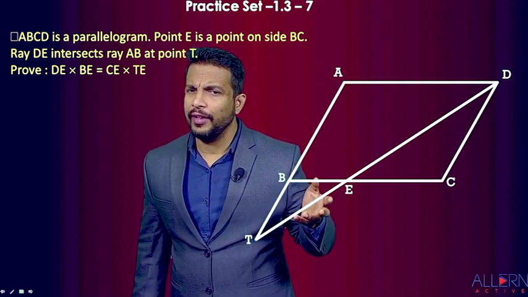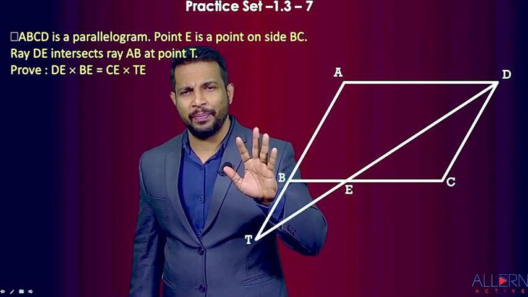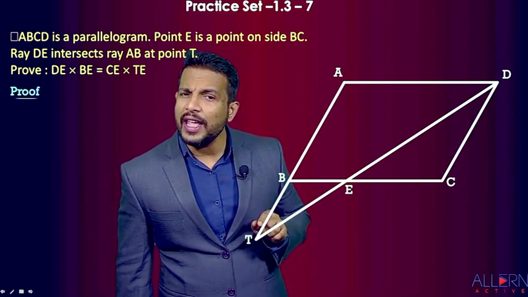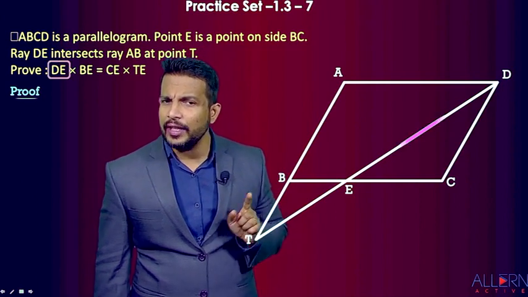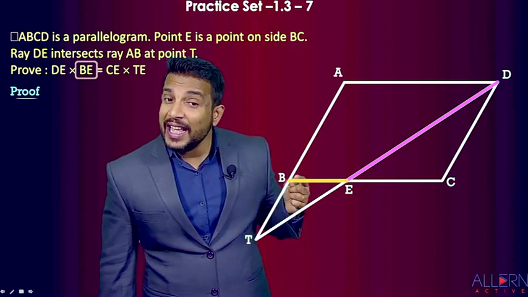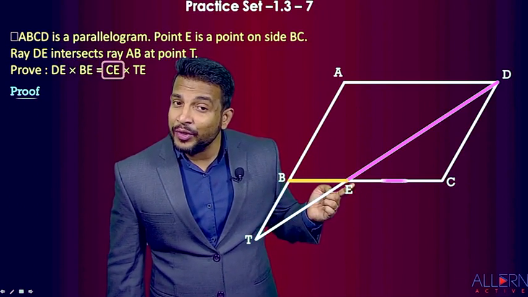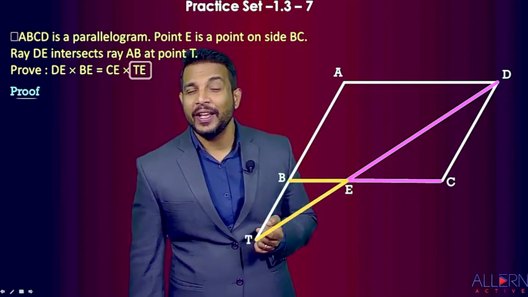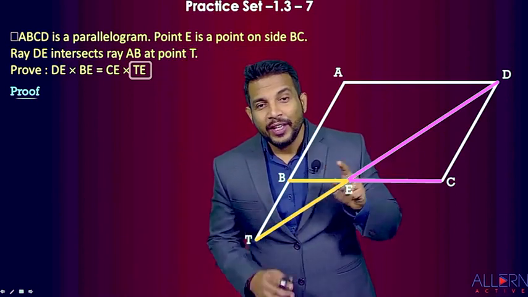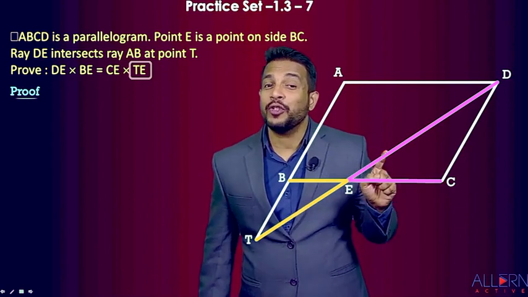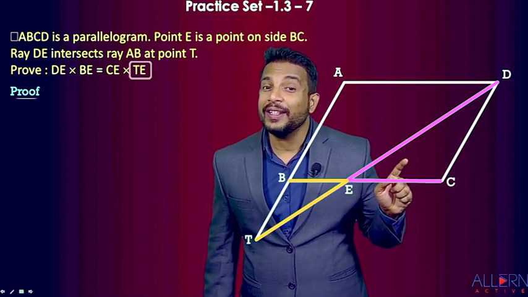How do we identify which two triangles we need to get? It's very simple. When you look at the names here, look at DE. We have DE, that's this segment. BE, that is this segment. CE is this particular segment which you see here, and TE is this segment. These two segments belong to one triangle, that is triangle BTE, and these two belong to another triangle, that is DCE.